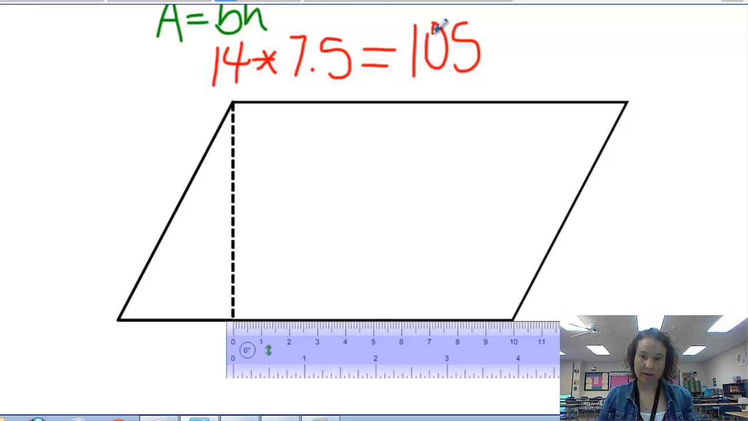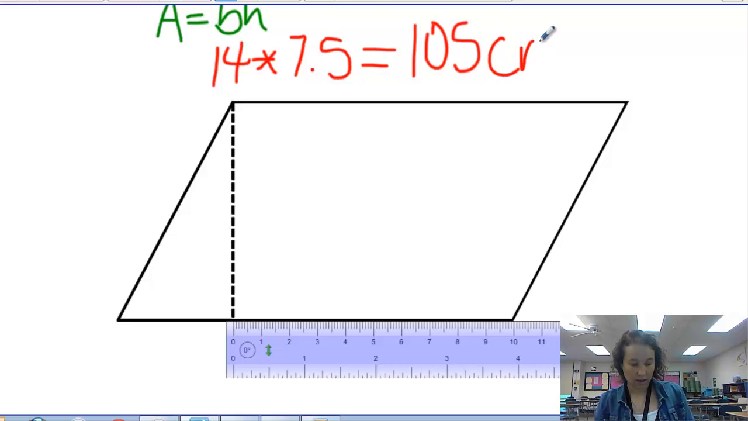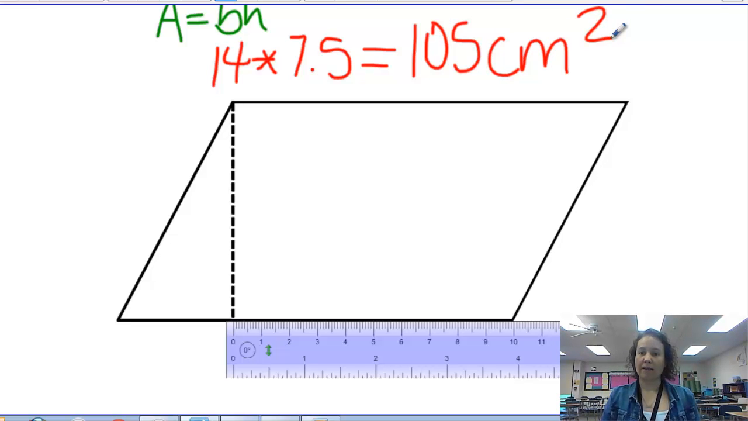And it's very important now to think about what the label should be. I measured both the base and the height in centimeters, so that means that the little squares that I would be covering the inside of my parallelogram with would also have sides a length of a centimeter. So if my lengths are in centimeters, then when I'm measuring area, my unit is square centimeters.